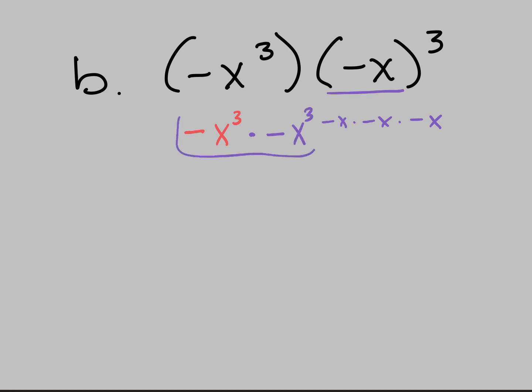So then I'm multiplying these two together. What's a negative times a negative? Positive, so my answer will be positive. Awesome. What do I do to the exponents? Add them, so it'd be x to the 6th power.